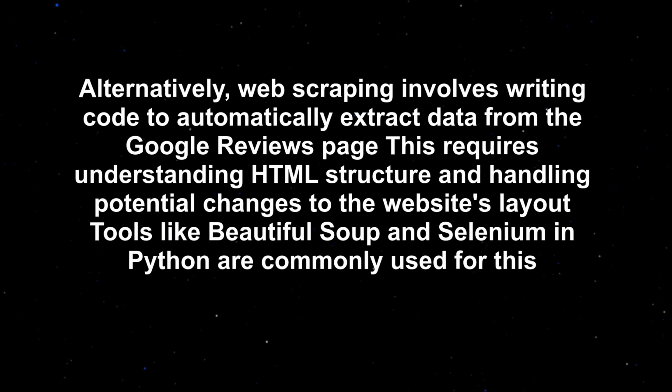pricing. Alternatively, web scraping involves writing code to automatically extract data from the Google reviews page. This requires understanding HTML structure and handling potential changes to the website's layout. Tools like Beautiful Soup and Selenium in Python are commonly used for this.